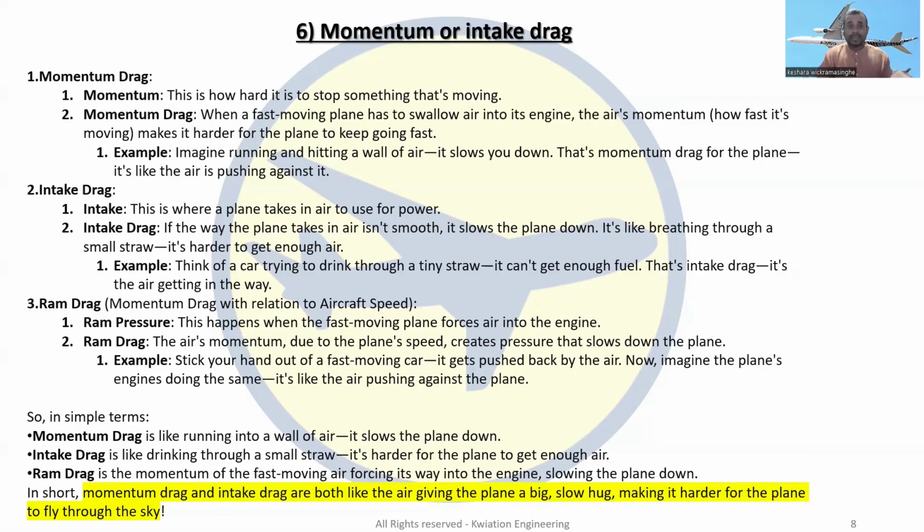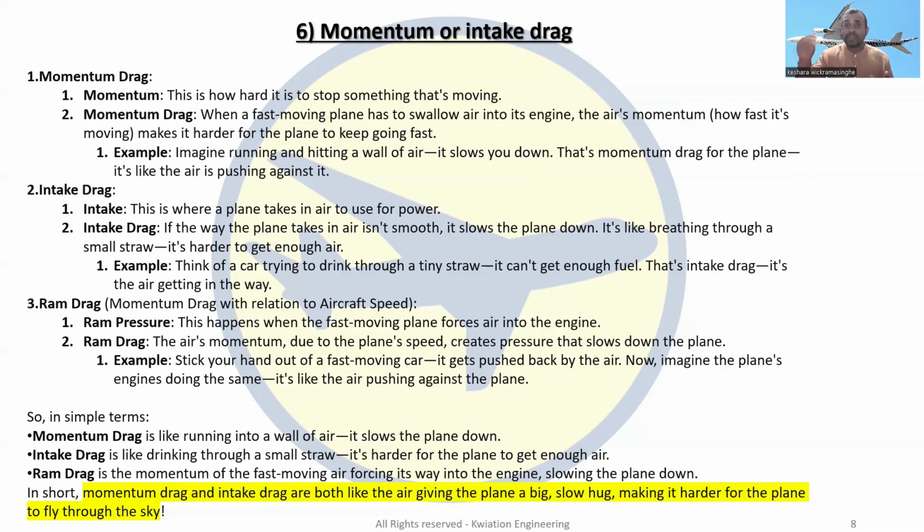For example, imagine running and hitting a wall of air. It slows you down. That means there's a wall of air and you're running, and you hit the air wall, and what happens? You will be a little bit slower. So that's momentum drag.